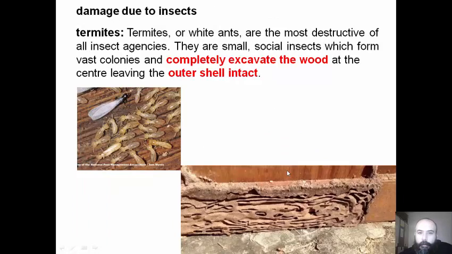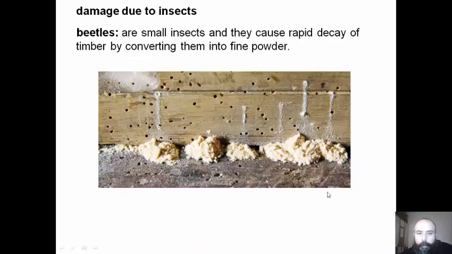Termites, or white ants, are the most destructive of all insect agencies. They are small, social insects which form vast colonies and completely excavate the wood at the center, leaving the outer shell intact. Beetles are small insects and they cause rapid decay of timber by converting it into fine powder.